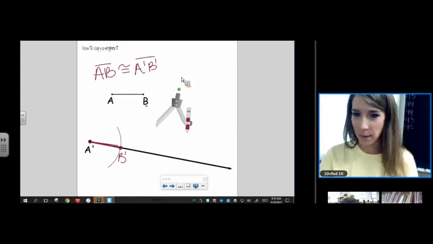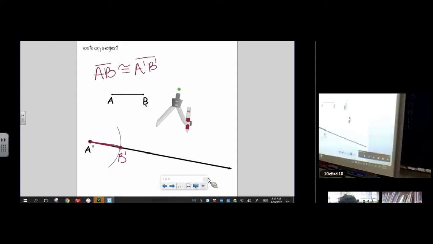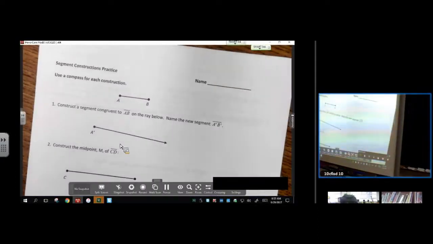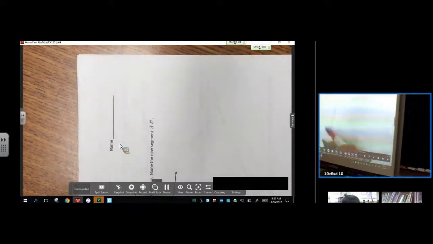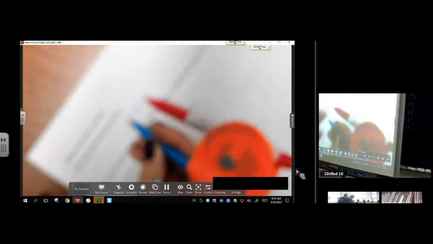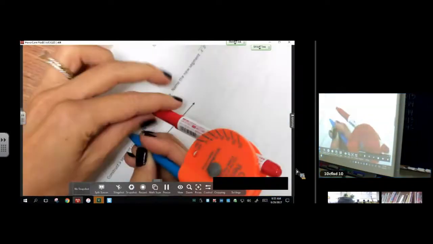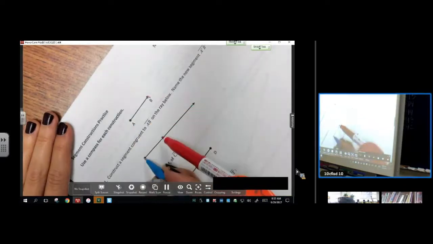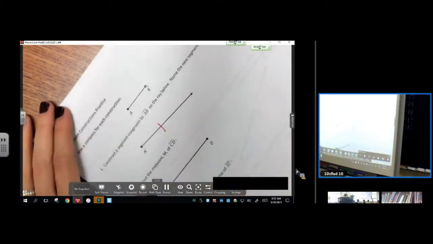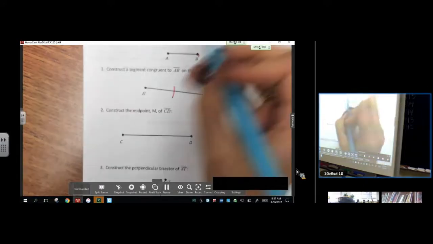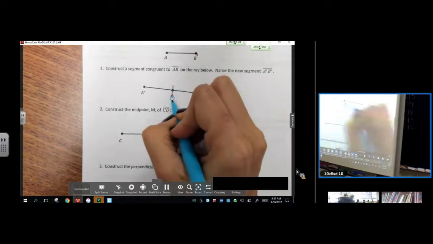Let's all do it on our paper. You're on your paper, putting your needle on A and your pencil on B. Needle on A, pencil on B. And then you move it down here and make an arc. It doesn't have to be drastic. You're not done. The intersection is B prime.